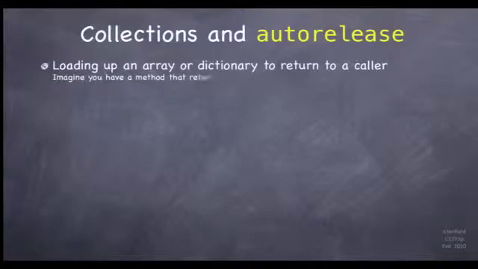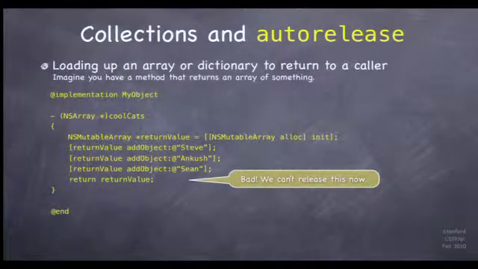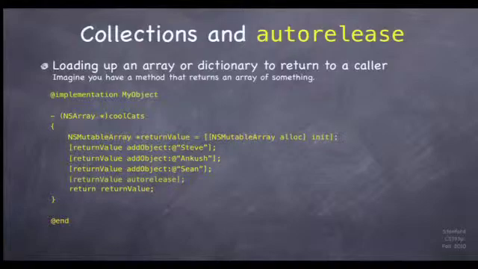So this is not the only way, though, to create an object and give it away. Allocating and initing it and then calling autorelease is not the only way. Here's another example. Here I've created an array of cool cats. Here I've done the alloc and init, and I've returned it. This is bad, as we saw on the previous slide. I'm going to make the same fix. I put autorelease. Woohoo, I'm good.